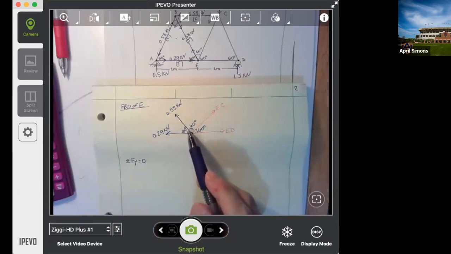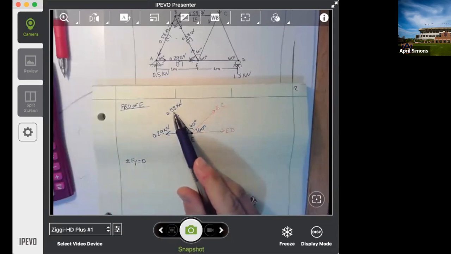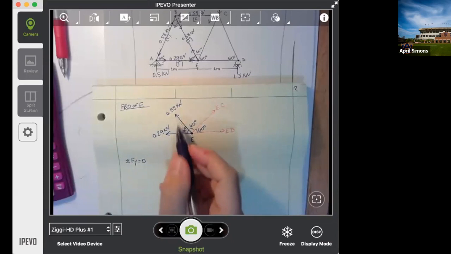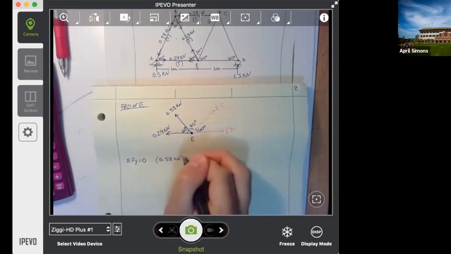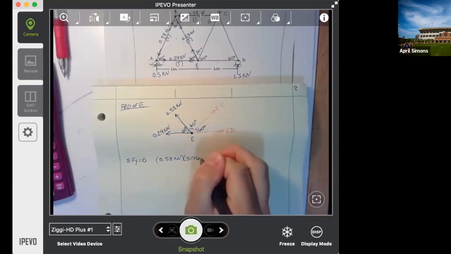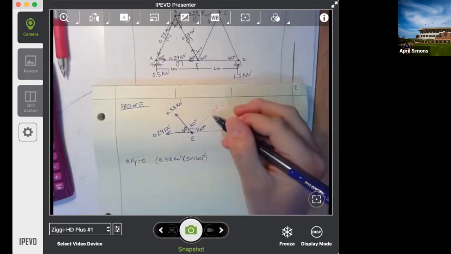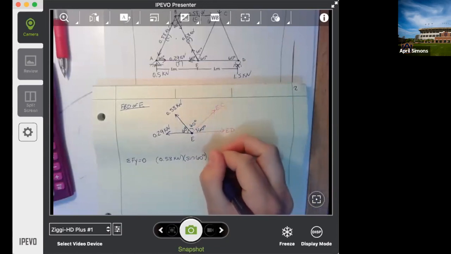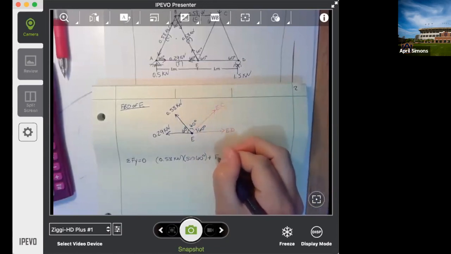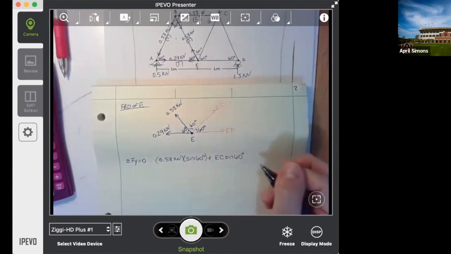Okay, so in the Y, we have 0.58 kilonewtons times sine of 60. So the y component of that force, 0.58 kilonewtons times sine of 60 degrees. Okay, so that's the y component of this force. And then we've got the y component of EC. Okay, this term is positive. EC is positive the way that it's drawn. So EC times sine 60. Okay, and those are the only two y components we have. So we'll set that equal to 0.